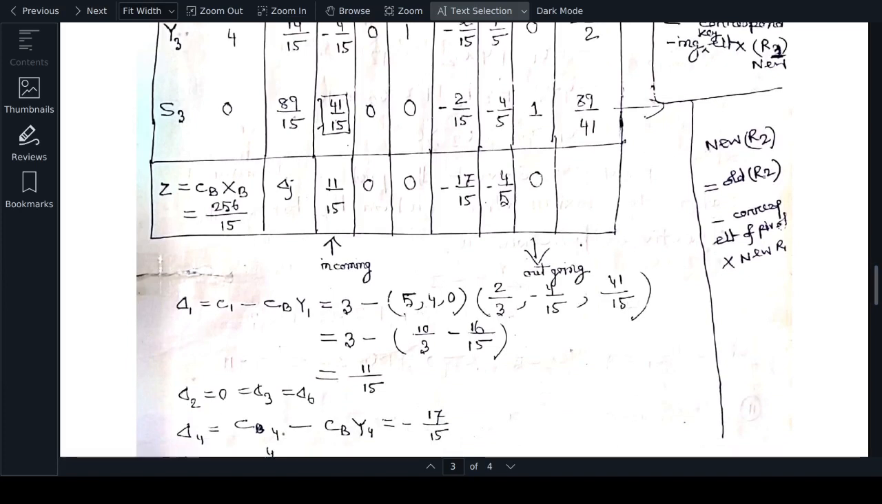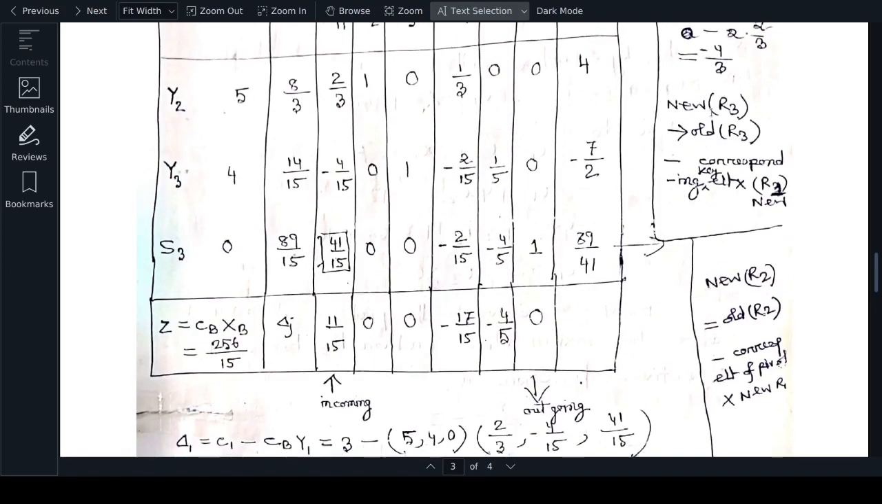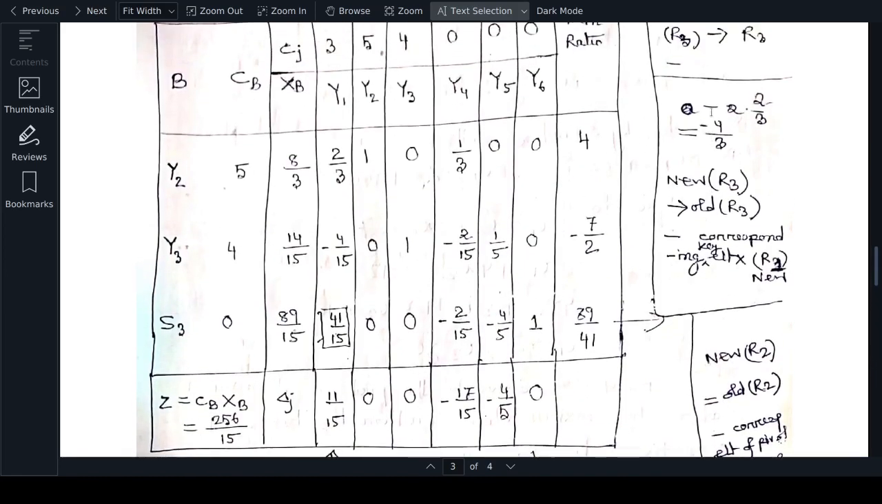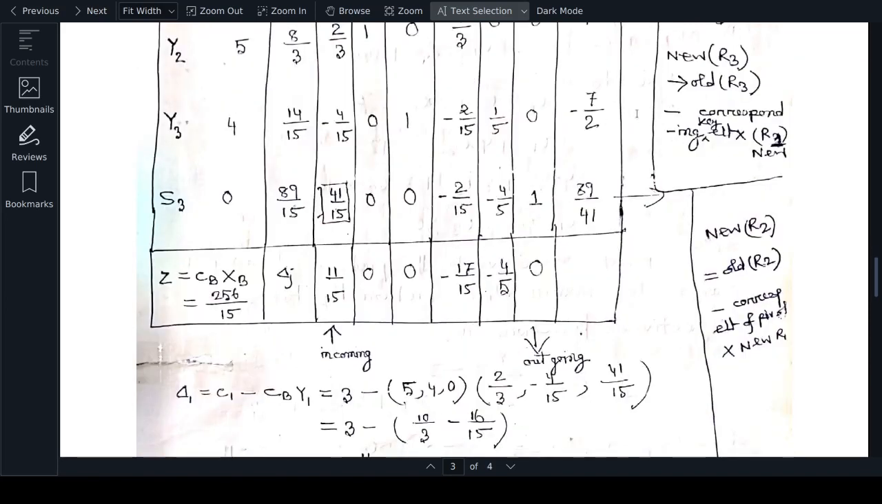Yes, sir. The solution will always be the xb column. The xb column elements give us the solution, not CB. CB means the coefficients of the objective function, and XB means the current basic feasible solution, that is, the current solution.